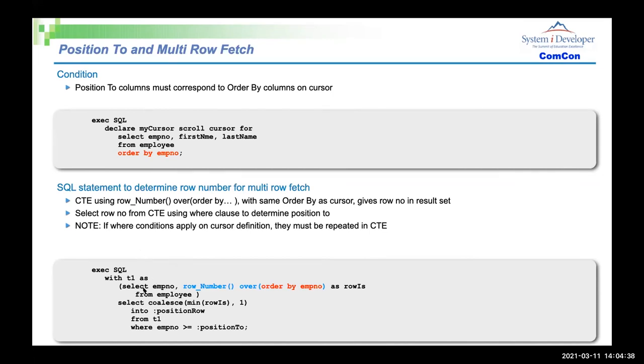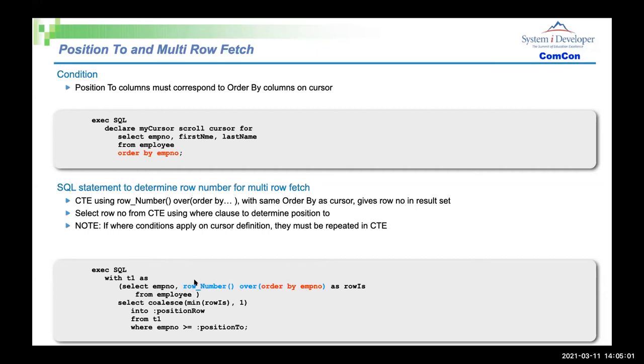What I'm selecting here is the employee number. And using this ROW_NUMBER OVER ORDER BY employee number, what that's going to put on every row in the result set is the number of the row. So the first row in the result set will be 1, 2 in the second, 3 in the third, 4 in the fourth, etc. And that's the one that I want to grab.